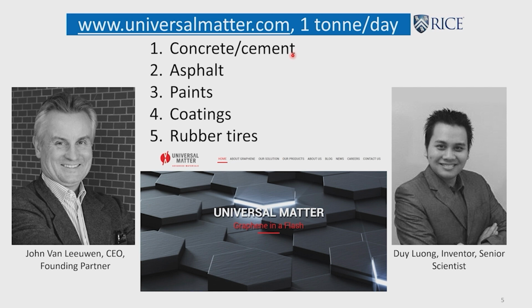And so they've worked a lot to build formulas. So these are formulations for cement and concrete. You add a liter of material to a cubic meter of concrete. Asphalt is a complete replacement for the butadiene styrene rubber in asphalt. It raises the working temperature of the asphalt 11 degrees centigrade without affecting the lower temperature. It's going to paint, coatings, and rubber tires.